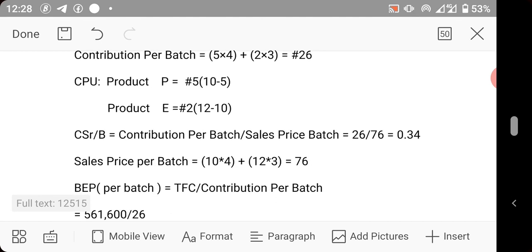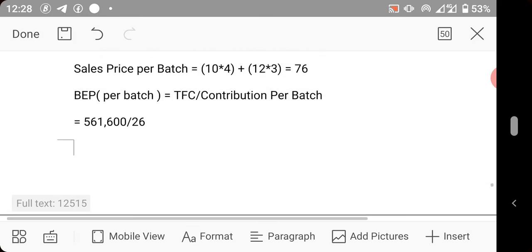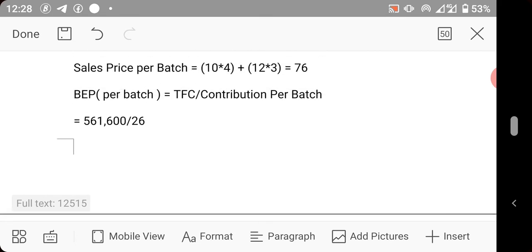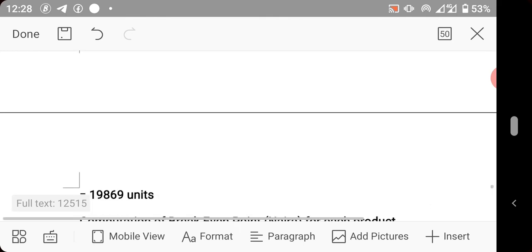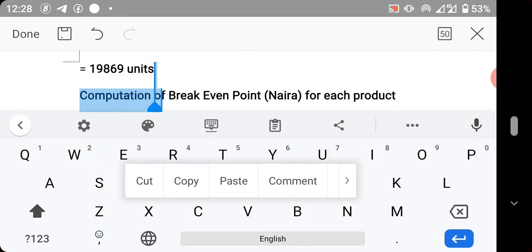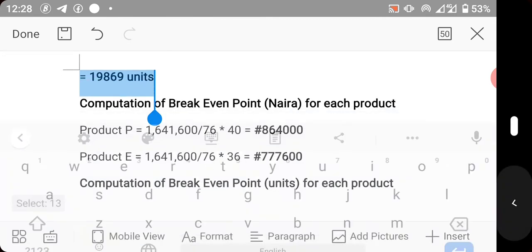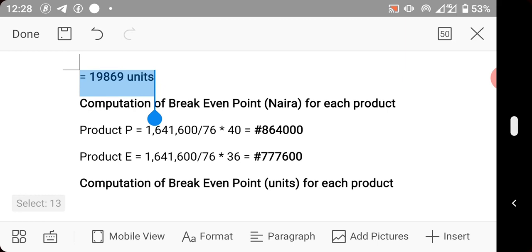So we move on to the next thing, which is that we can actually get our break-even point per batch. It is total fixed cost divided by the contribution per batch, and the contribution per batch is 26 naira. So divide this by this, and you have your break-even point in units to be this value. The break-even point per batch in units is actually 19,886.